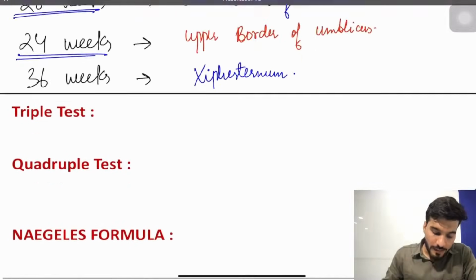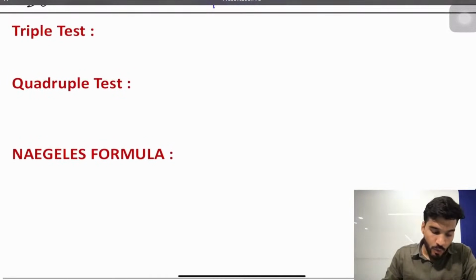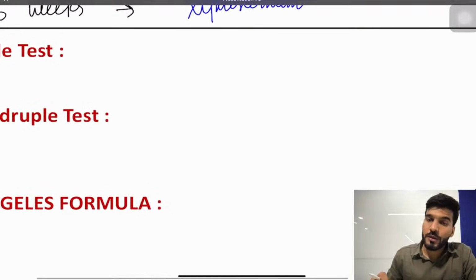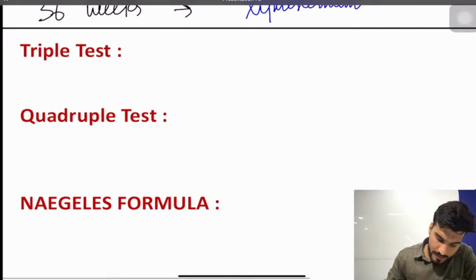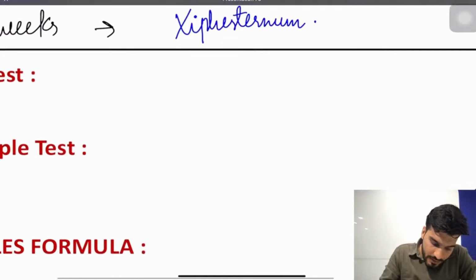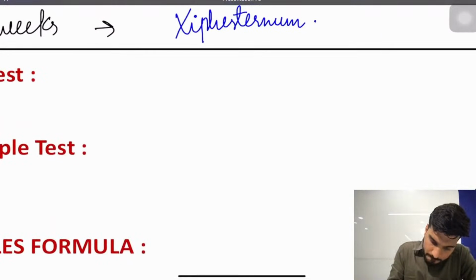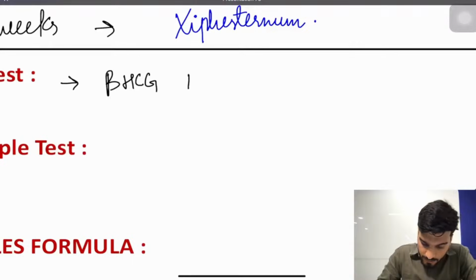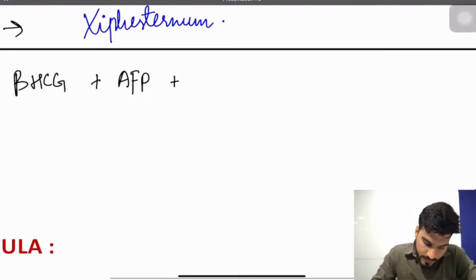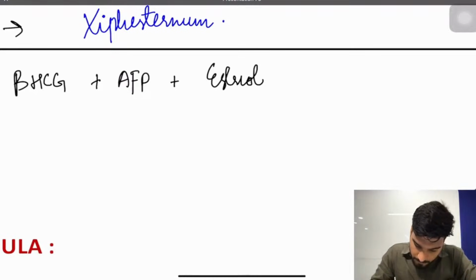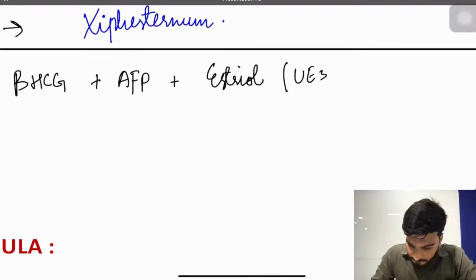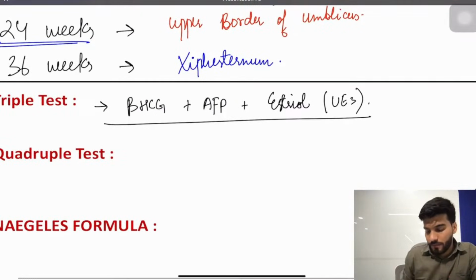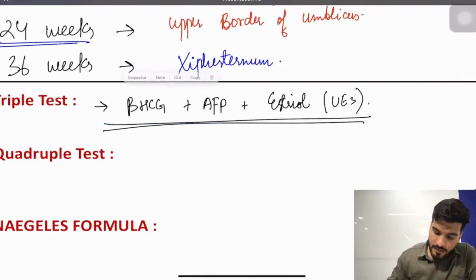Followed by that we also have the triple test and the quadruple test. The question has been asked multiple times: what are the components of the triple test? The first is beta HCG. Then we have alpha fetoprotein, AFP, plus estriol. This is the triple test.